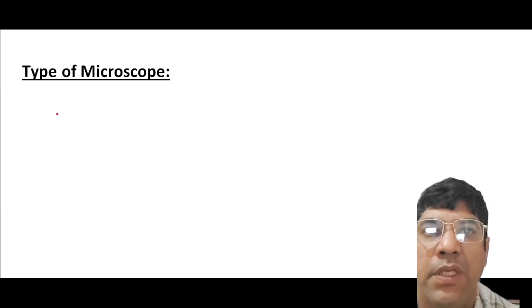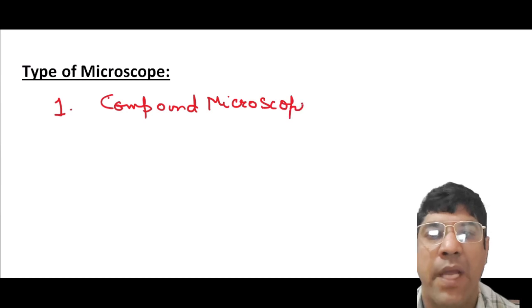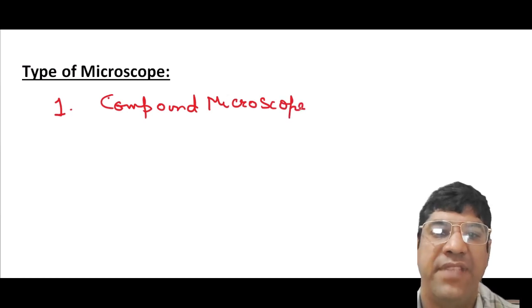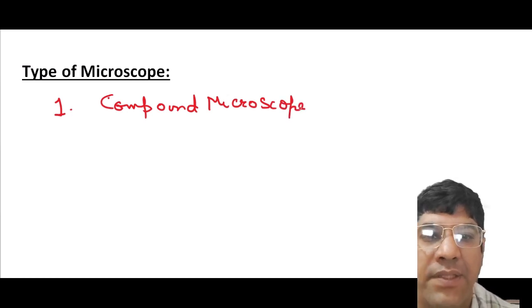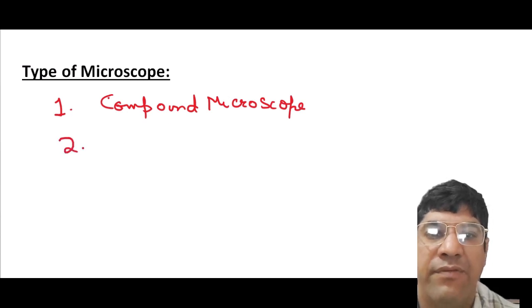Now let us discuss the types of microscope that we use to visualize microorganisms. In microbiology, number one is the compound microscope. It's the standard tool in microbiology labs for observing stained and unstained microorganisms. Another type of microscope we can use is the fluorescence microscope.